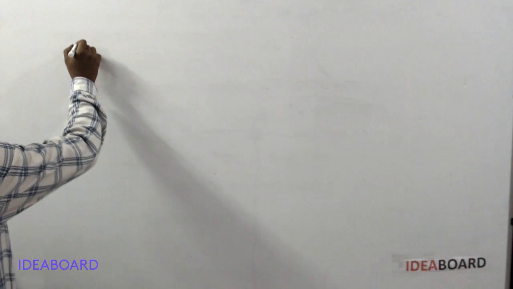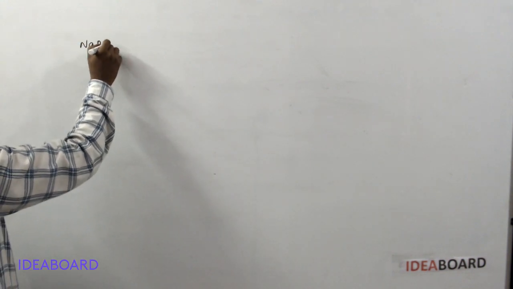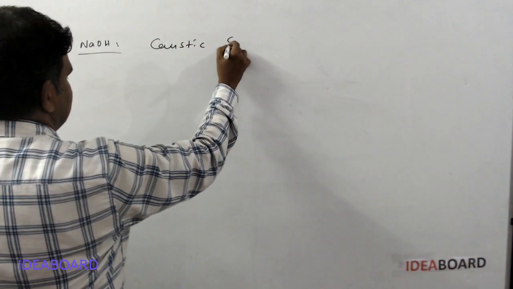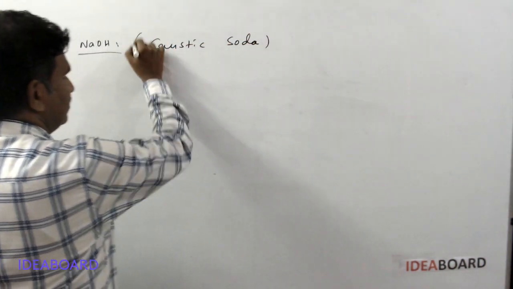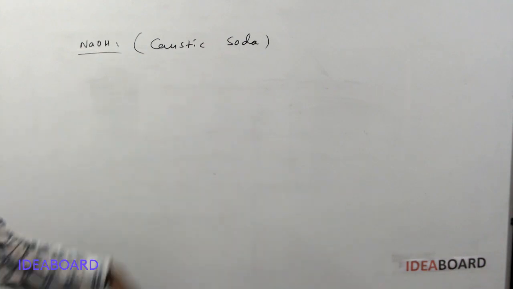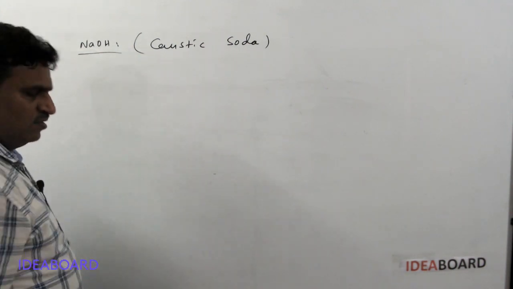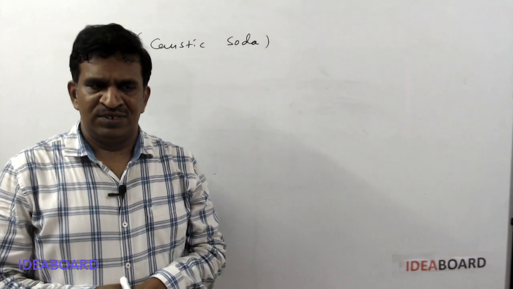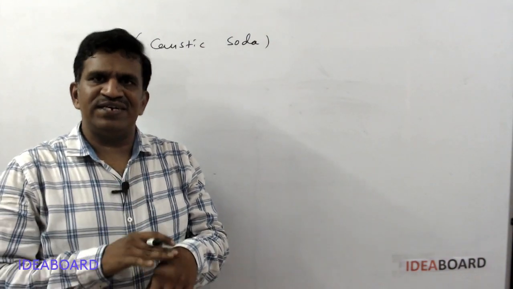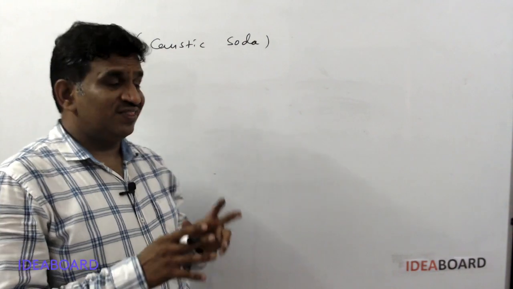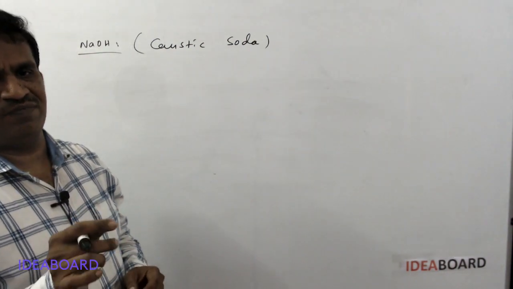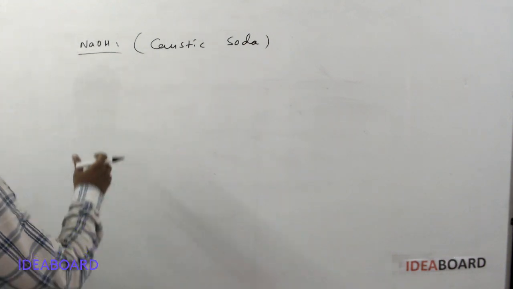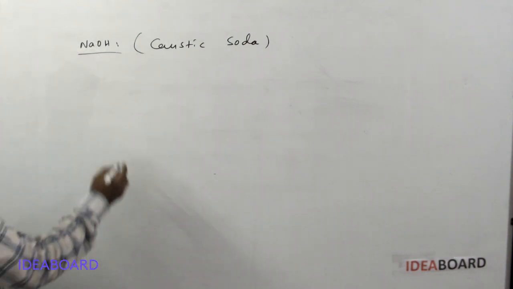Another important compound is sodium hydroxide, which is also called caustic soda. Why is this called caustic soda? Because of its caustic property. Whenever it falls on skin, it breaks the muscle proteins and makes them a pulp. That property is called the caustic property, and so this is called caustic soda. In the soap industry, the raw material is sodium hydroxide.